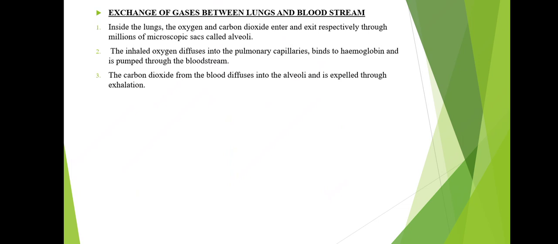Inside the lungs, oxygen and carbon dioxide enter and exit respectively through millions of microscopic sacs called alveoli. The inhaled oxygen diffuses into the pulmonary capillaries, binds to hemoglobin, and is pumped through the bloodstream. The carbon dioxide from the blood diffuses into the alveoli and is expelled through exhalation.